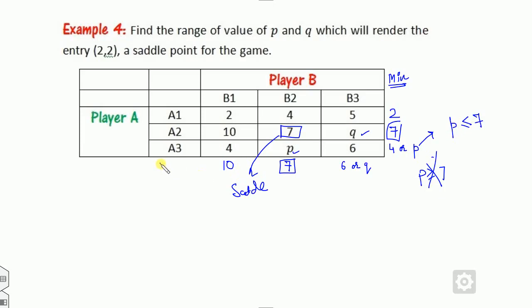Similarly here, since this is the maximum value and you have to find the minimum among them, the minimum is 7. So it means that Q must be greater than or equal to 7. Because if it is less than 7, say 5 or 6, then the saddle point will be here. So the value of P must be less than or equal to 7 and Q must be greater than or equal to 7.